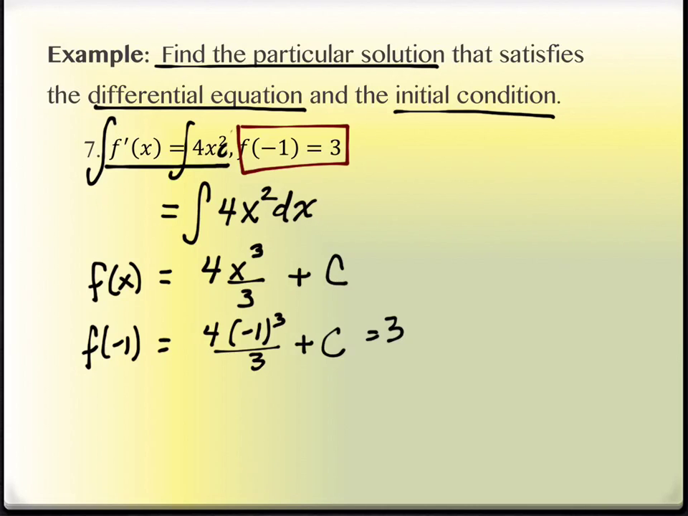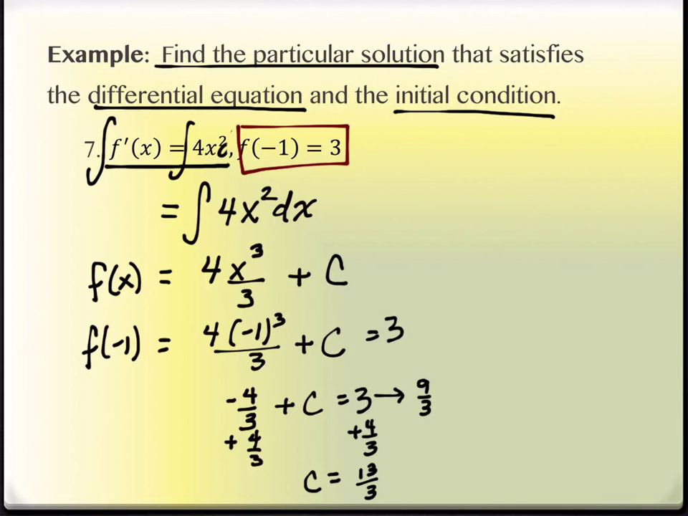All right, so what am I going to get out of the 4 times negative 1 cubed over 3? Negative 4/3. That is negative 4/3 plus c, and then that equals 3. So if we keep going, I would add the 4/3 to the right-hand side. So what is 3 plus 4/3? It's 13 over 3. This one would be 9 over 3, and 9 plus 4 is 13. So c is 13 over 3.